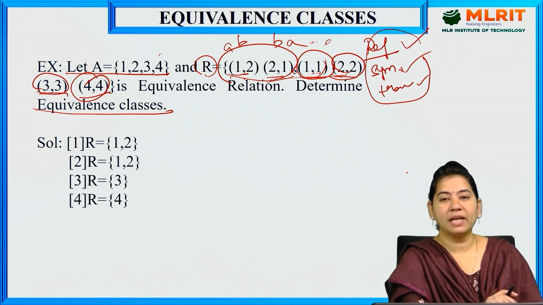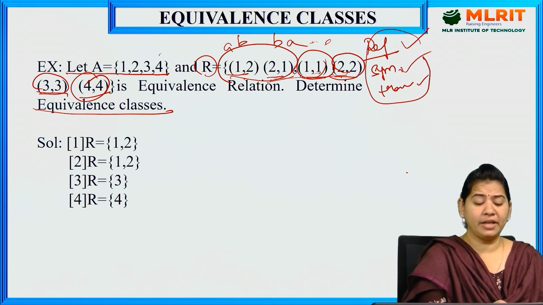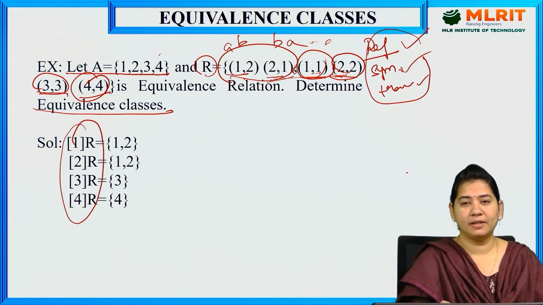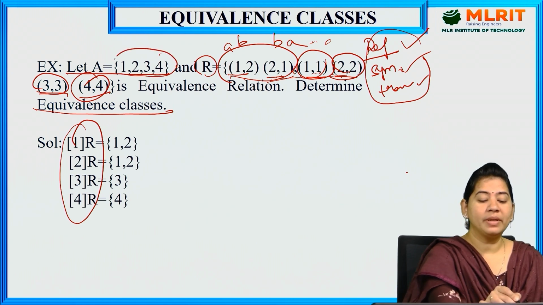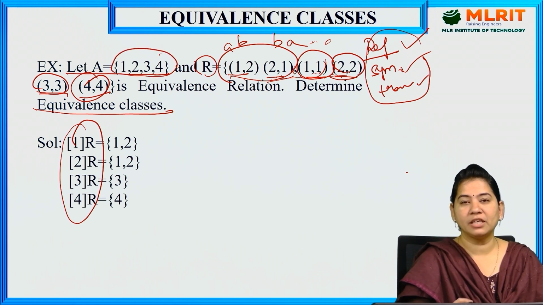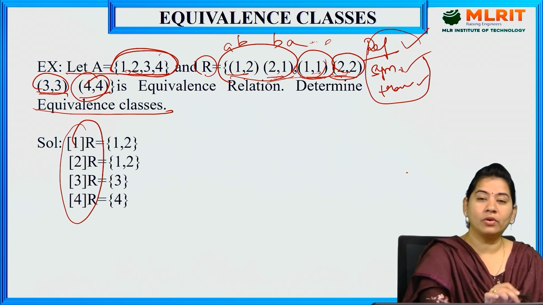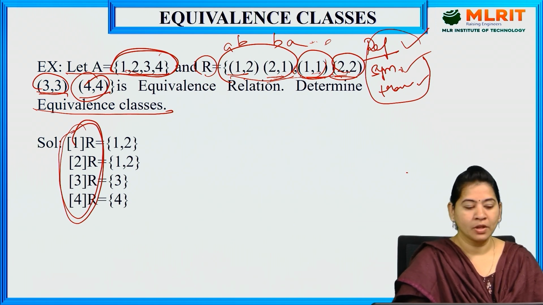Now determine the equivalence classes here. So we have already solved the solution here. How many equivalence classes will we be getting here? Altogether, the number depends upon the number of elements in set A. So here, as we have 4 elements in set A, we will be getting 4 equivalence classes with respect to R.